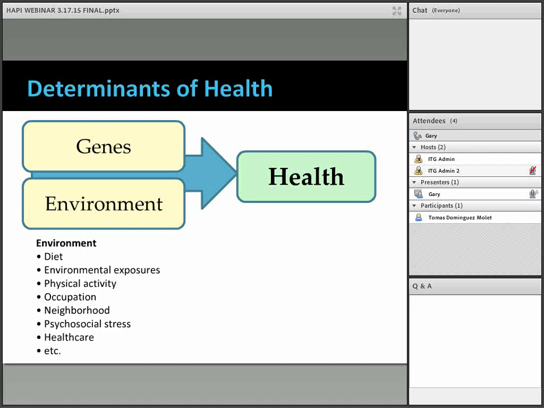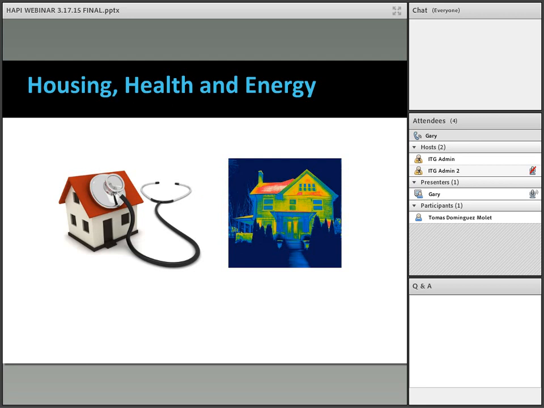You know, genes and environment play a role in health, but what's really changed the landscape of health over the last century is really how our environment shapes these linkages. And we more and more are asking questions that lie at the intersection of what makes housing healthy, as well as what can make housing sustainable.